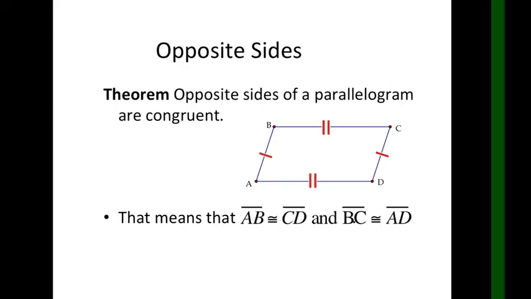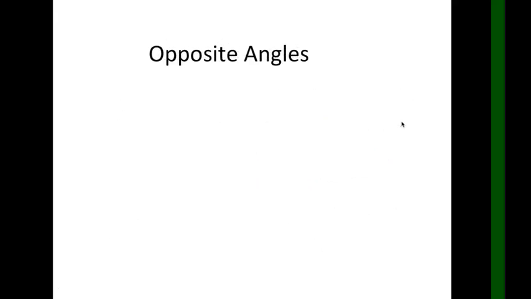That means that line segment AB is congruent to line segment CD, and line segment BC is congruent to line segment AD, as you can see in the figure. So if AB is 7, then blank is also 7. So what do you think is the side? Correct. The answer is DC. If AB is 7, therefore DC is also 7.